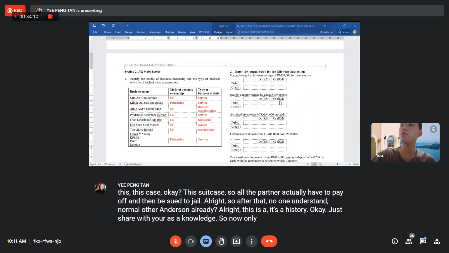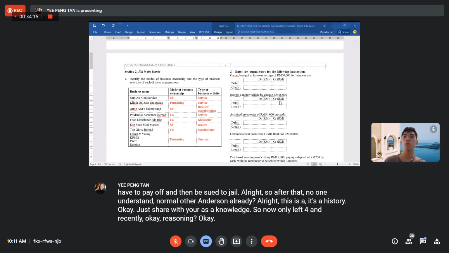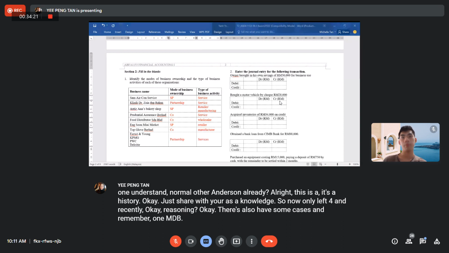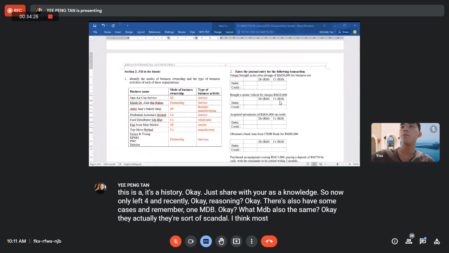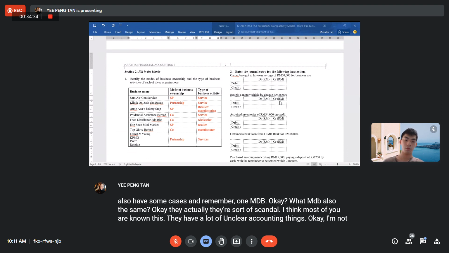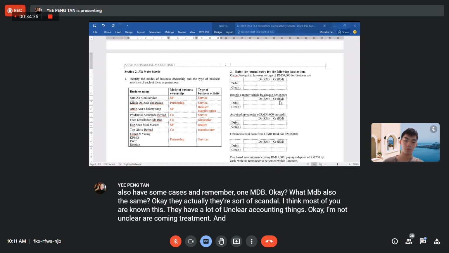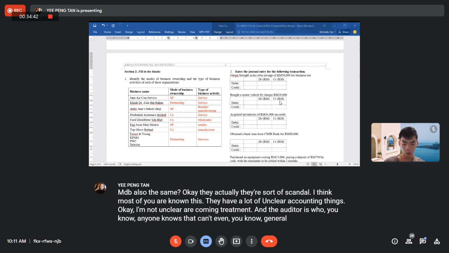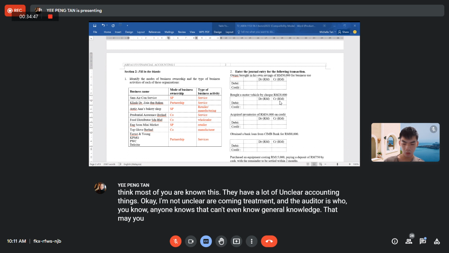So now only four are left. There are also some cases. Remember 1MDB? 1MDB was also the same. There was a lot of scandal, I think most of you know this. They had a lot of unclear accounting treatment, and who was the auditor, do you know? Anyone know? Let me see if you have general knowledge. No general knowledge. So do you want to know who?